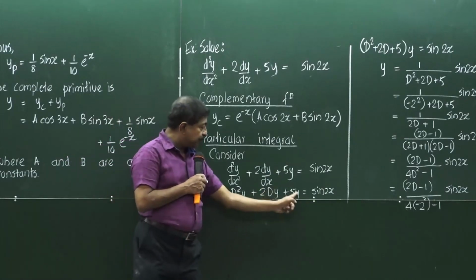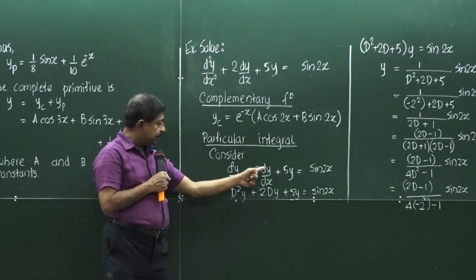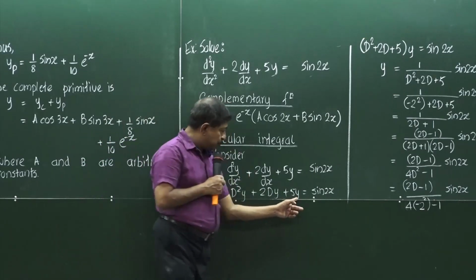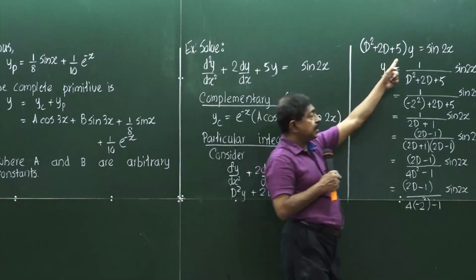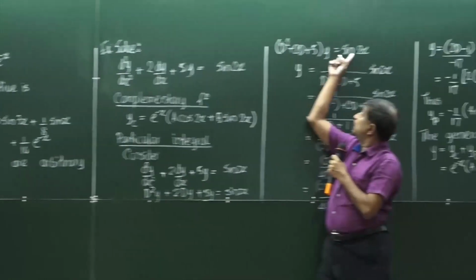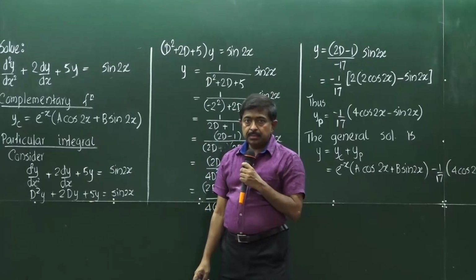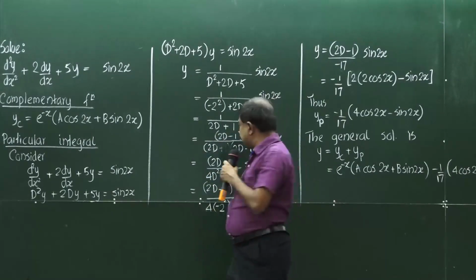Write this in terms of d. This is d squared. This is 2dy, like that. Now, you pull out y to the right-hand side. You cannot do this. If you write y here, it will be wrong, because you cannot pull out y from the operator.